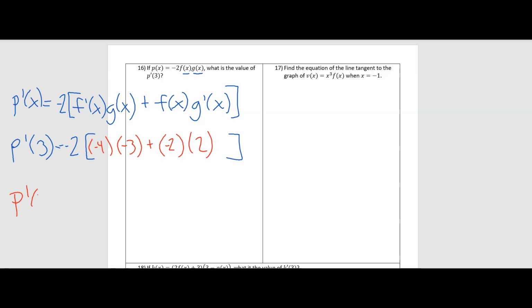So I get p prime of 3 is equal to negative 2 times the quantity 12 minus 4. So p prime of 3 is equal to negative 2 times 8, which is equal to negative 16. Okay, that's going to do it for part 2.